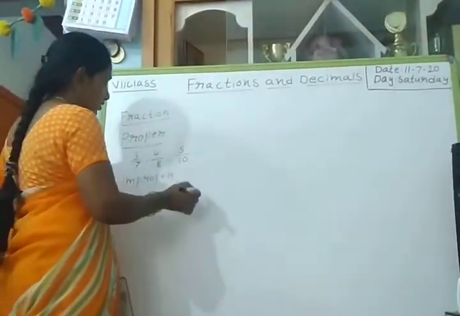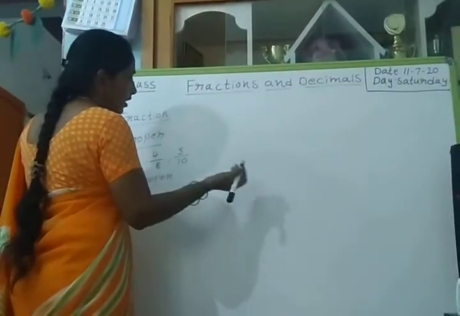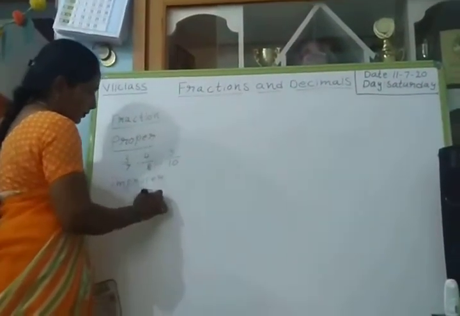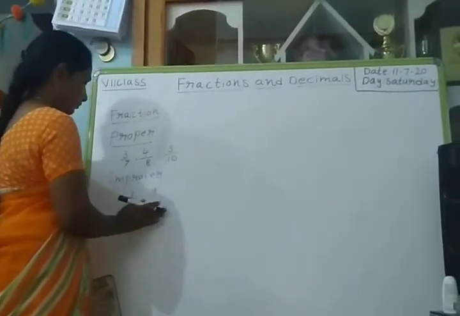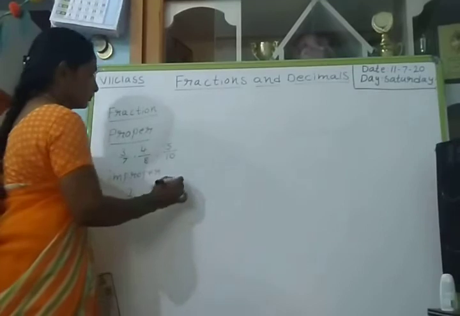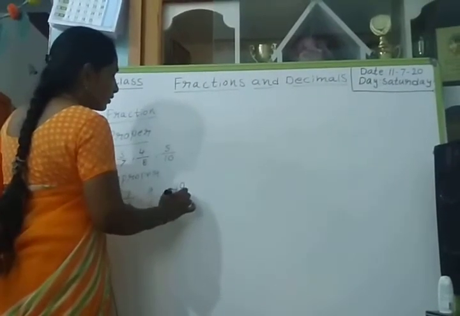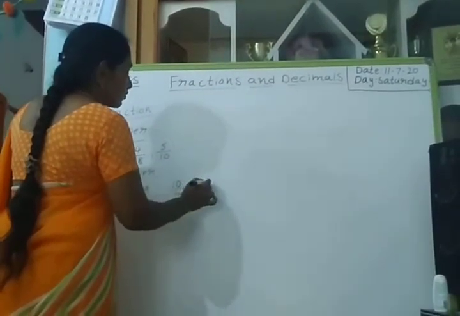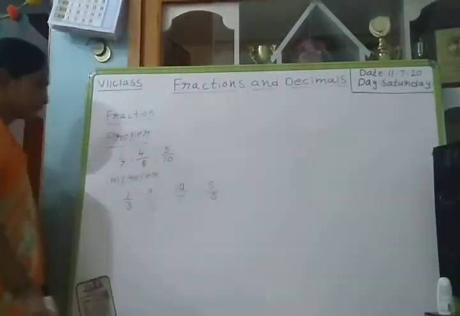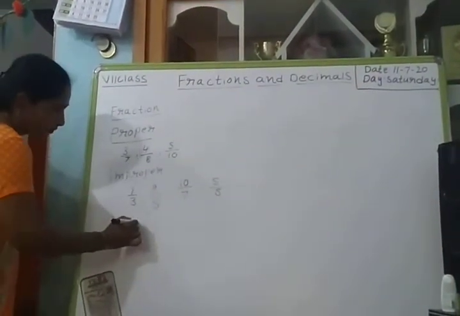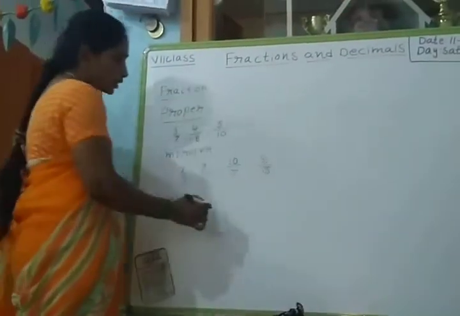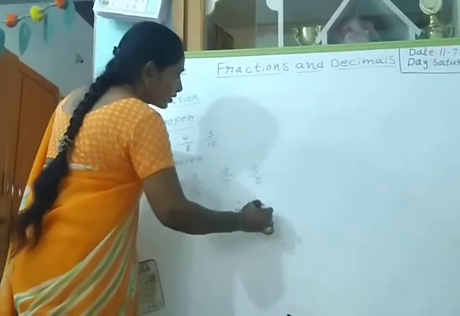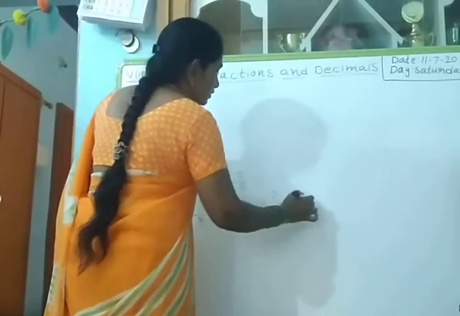Next, improper fractions. Improper fractions are fractions whose numerator is greater than or equal to the denominator. Some examples: 7 by 3, 8 by 5, 10 by 7, 5 by 5, etc. Next, mixed fractions. Mixed fractions are a combination of a whole and a proper fraction: 3 1 by 3, 2 1 by 5, 6 2 by 3, etc.